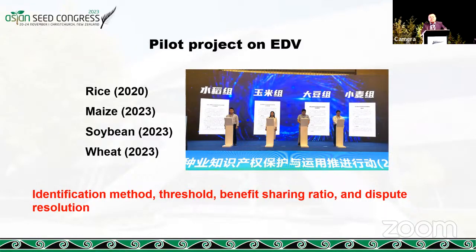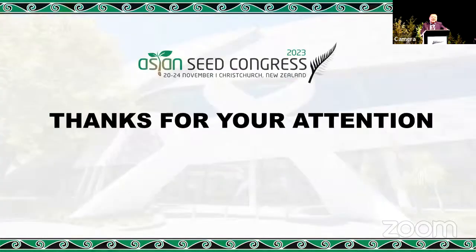So breeders from scientific institutions or companies join this group. They join the pilot project. So they will discuss together, and finally they will make agreement on what kind of method to use for the identification and the threshold, also the benefit sharing and the resolution for the dispute. So that's all my presentation.